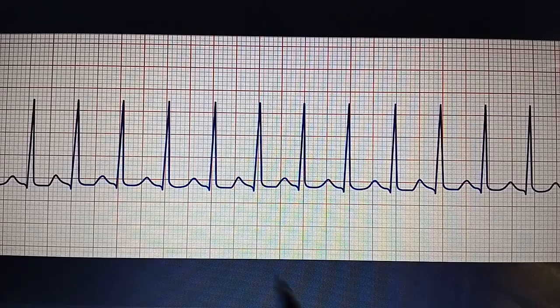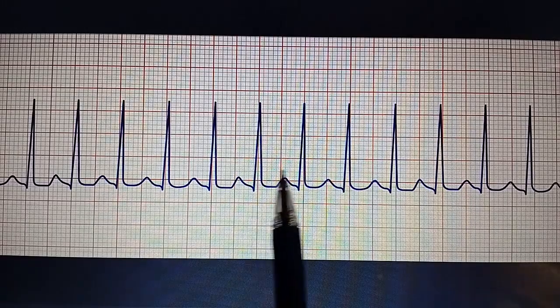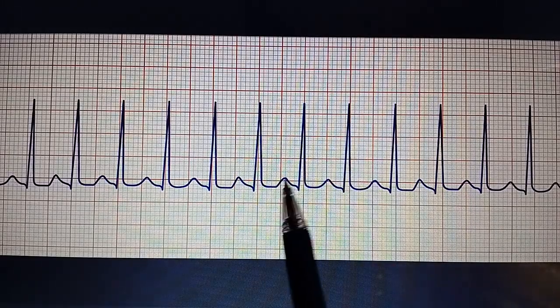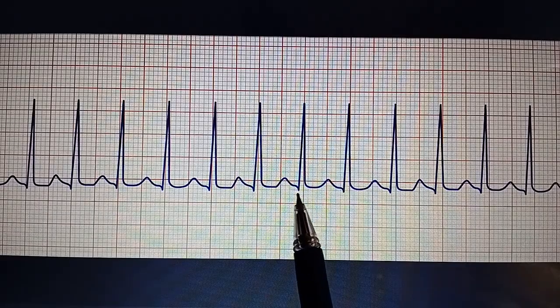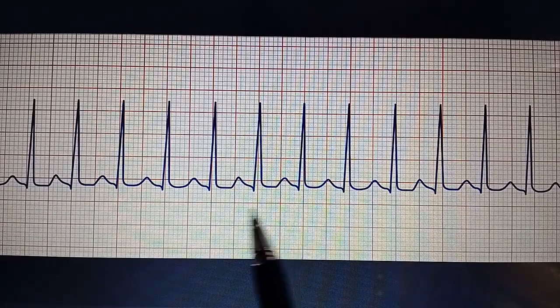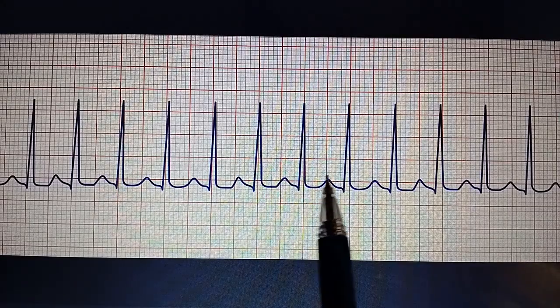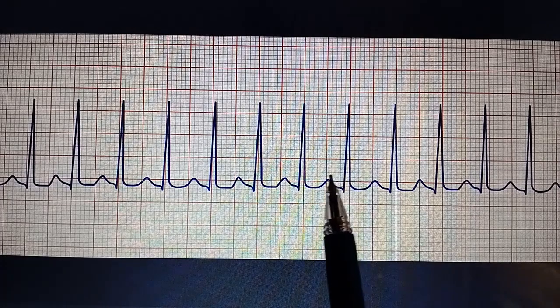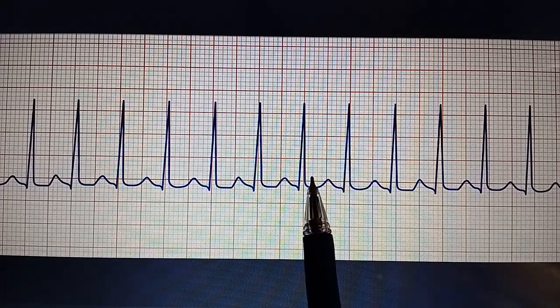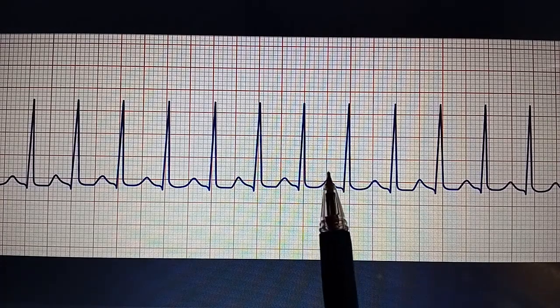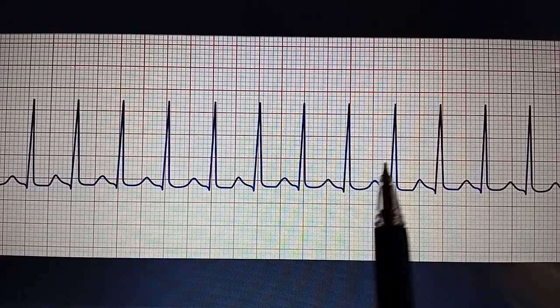It is very important that you are able to differentiate between the two, because SVT is the narrow complex tachycardia, because it is coming from above the ventricle, and fast rhythm plus narrow QRS complex, it is SVT. And if there is the fast rhythm and the QRS complex is wide, that is the ventricular tachycardia.